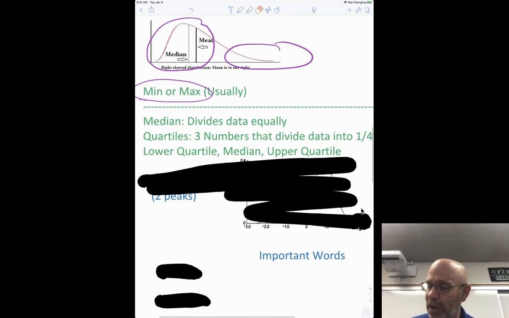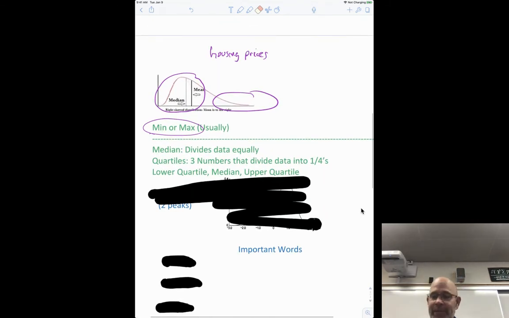All right, just some terminology that you may or may not know. Median, I use that term. Median is the number that divides the data equally, when put in order. I'll show you an example in just a second. The quartiles are three numbers. There's a first quartile, a second quartile, and a third quartile. Those are the numbers that divide the data into fourths. The second quartile is the median. Sometimes we call them lower quartile, median, upper quartile. Sometimes we call them quartile 1, quartile 2, quartile 3.